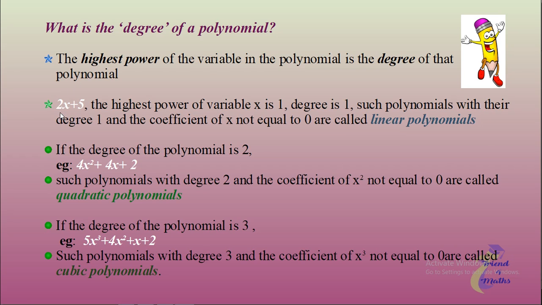For a linear polynomial, the coefficient of x raised to 1 must be not equal to 0. And for a quadratic polynomial, the coefficient of x square must be not equal to 0. And also, for a cubic polynomial, the coefficient of x cube must be not equal to 0.